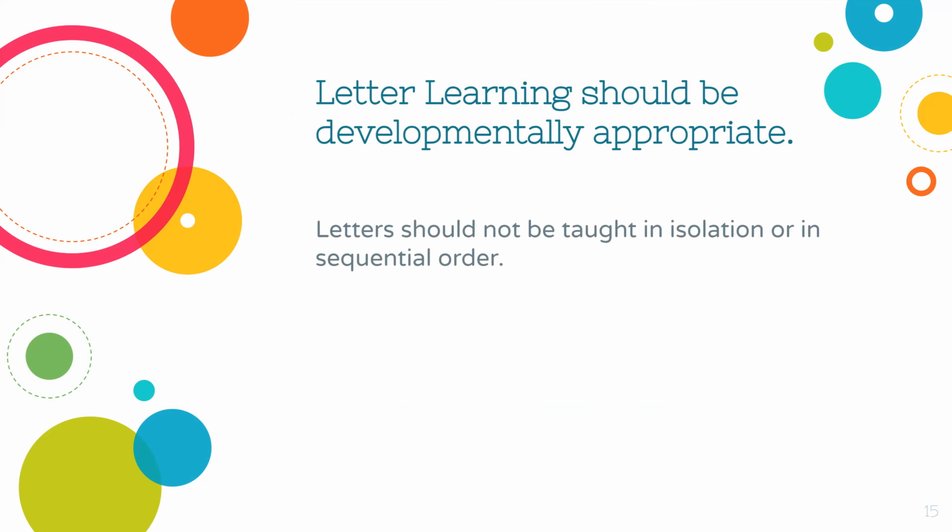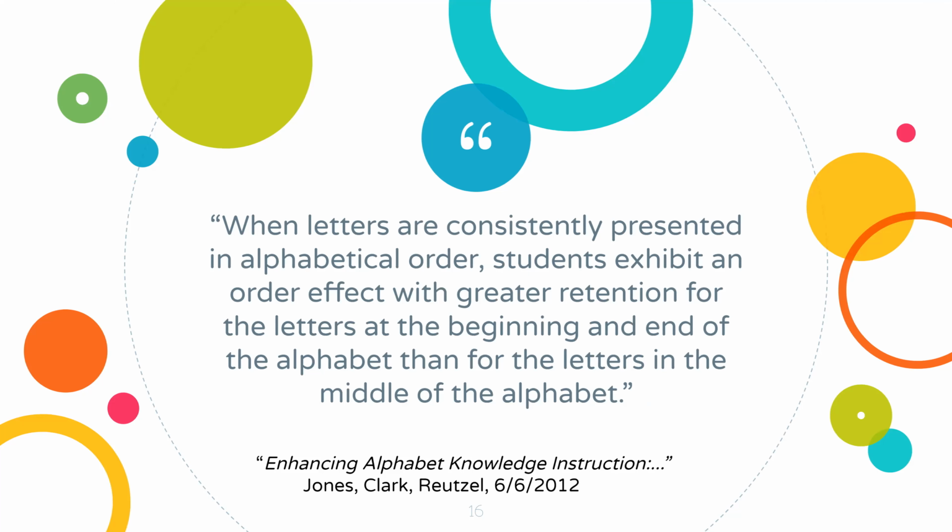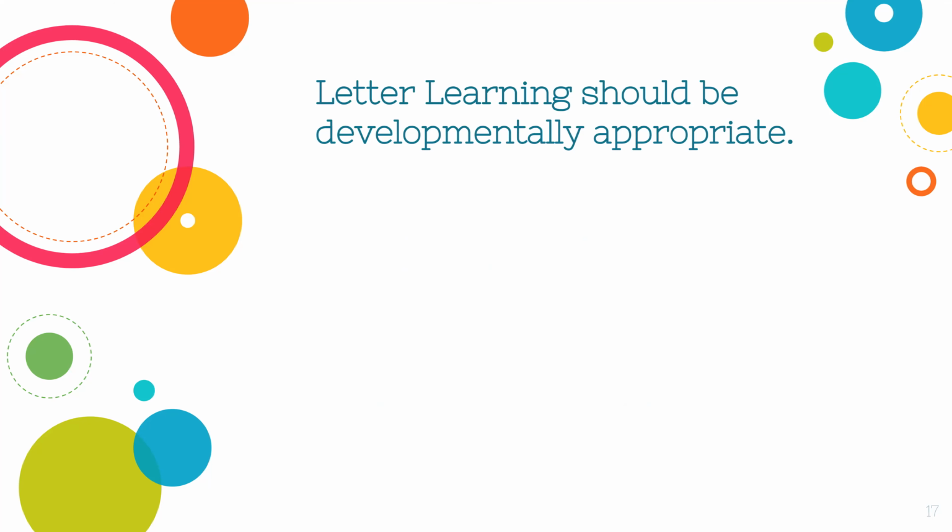We also know that to make letter learning developmentally appropriate, letters should not be taught in isolation or in sequential order. That is because children who learn letters in sequential order may have difficulties identifying letters out of order or applying letter knowledge in various contexts. Research shows us that when letters are consistently presented in alphabetical order, students exhibit an order effect with greater retention for the letters at the beginning and end of the alphabet than for the letters in the middle of the alphabet. And why is that?